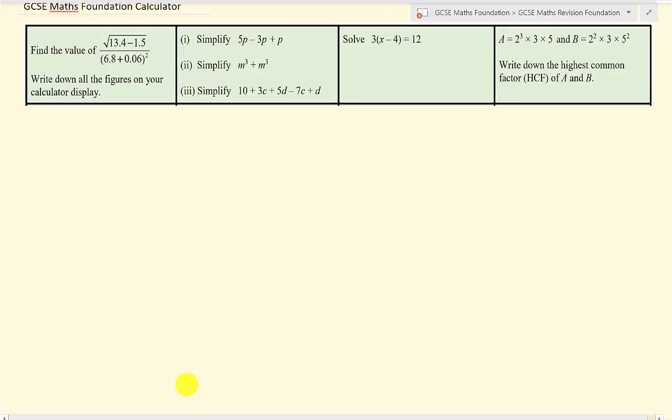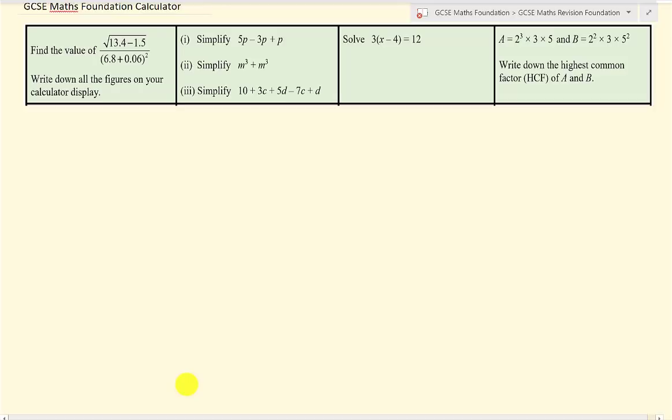Now, to get the best out of this video, I would suggest that you pause the video and have a go at the questions, and once you've finished, play the video and go through the answers. If you make any mistakes, correct those mistakes. I strongly suggest that you have a go at these questions first. So let's have a go at the first question.